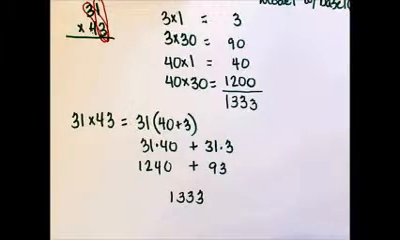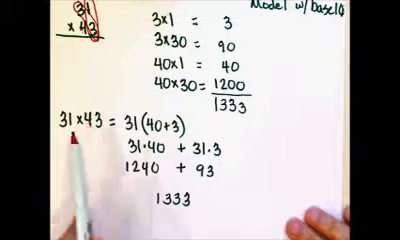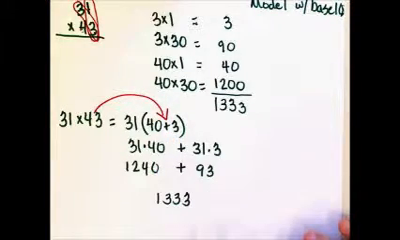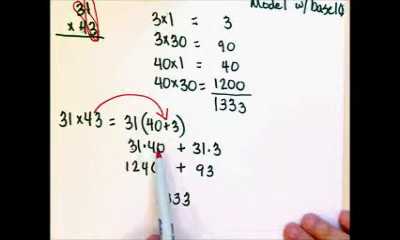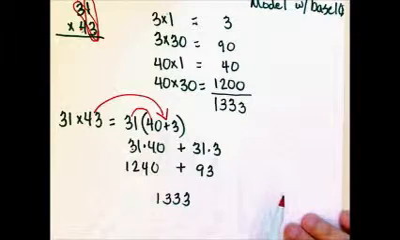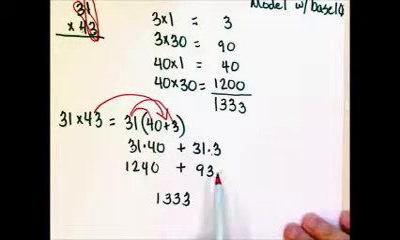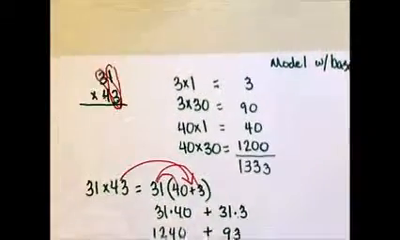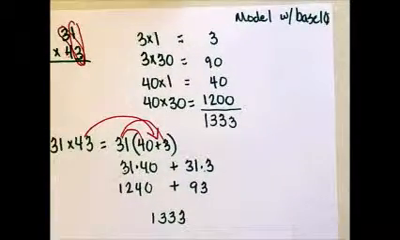Now, another thing that I could do is split 43 down into 40 plus 3. So then I could say, well, 31 times 40 by distributing, and 31 times 3. So then I would have 93 and 1,240, which would give me 1,333. Another model that we can use to multiply and divide.